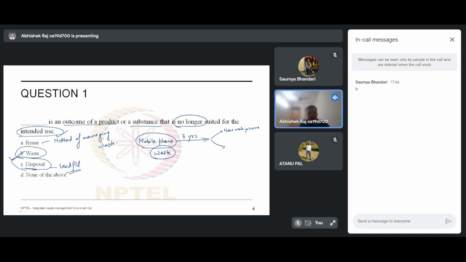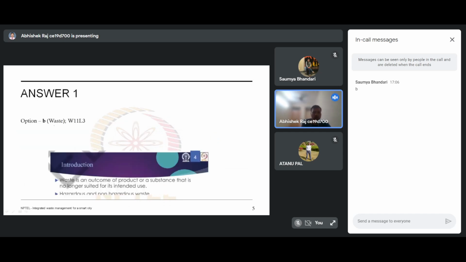For e-waste, we generally avoid landfilling. So this was question one. Option B is the correct answer. Students can refer to the third lecture of this week. So here we can see the definition. It was, I think, the first slide. So waste is an outcome of a product or a substance that is no longer suited for its intended use.